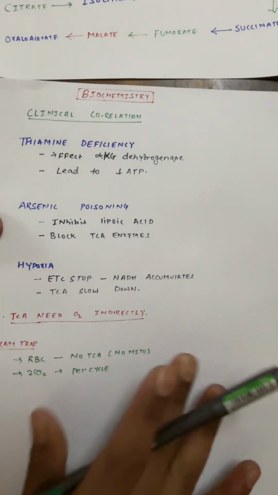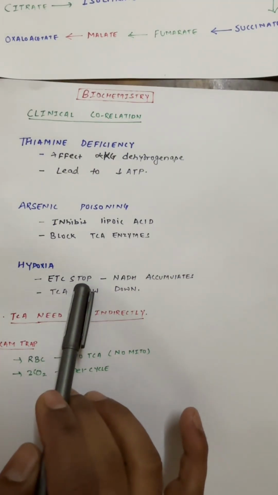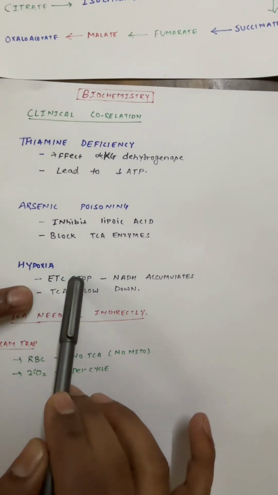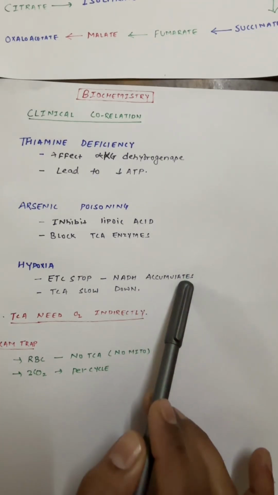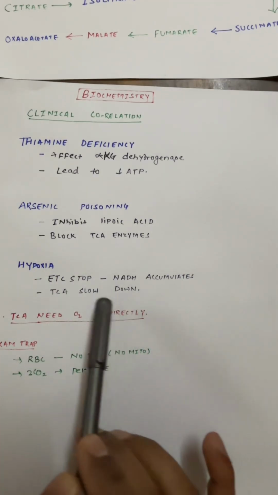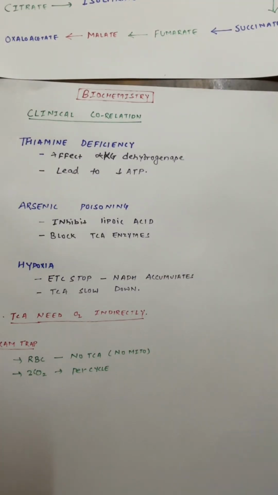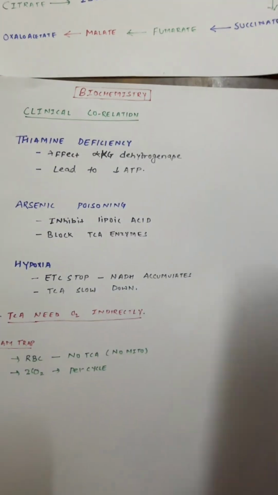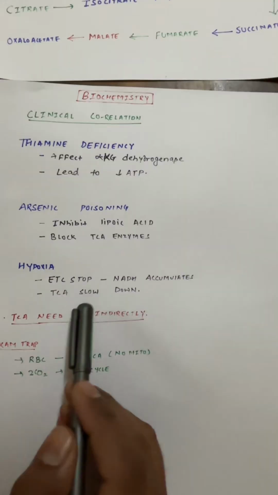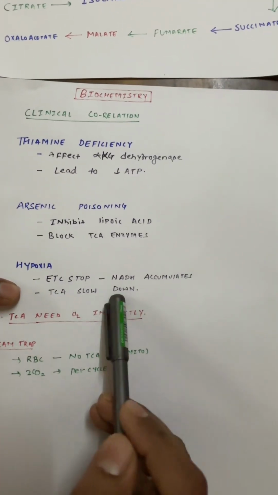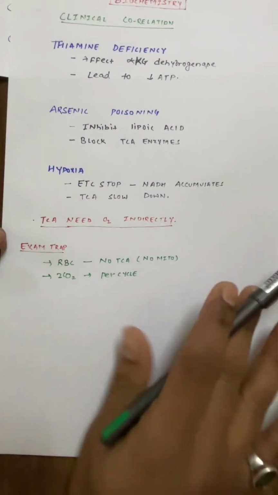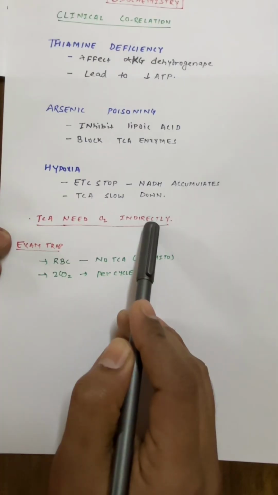We all know that in the electron transport chain oxygen is needed. So if there is a hypoxic condition, then the ETC will stop and NADH accumulates and the TCA will slow down, because we all know that if NADH is high, it will inhibit the cycle. So if NADH accumulates, the TCA cycle slows. So we can say that the TCA needs oxygen indirectly.